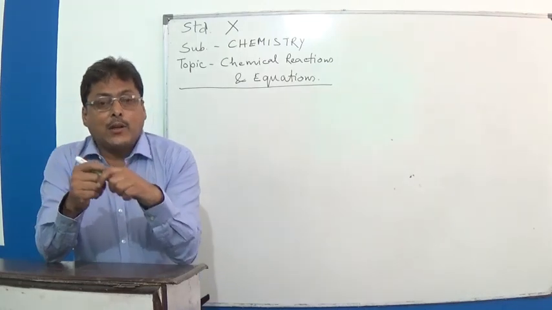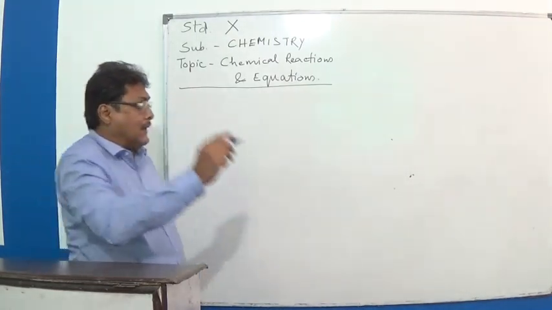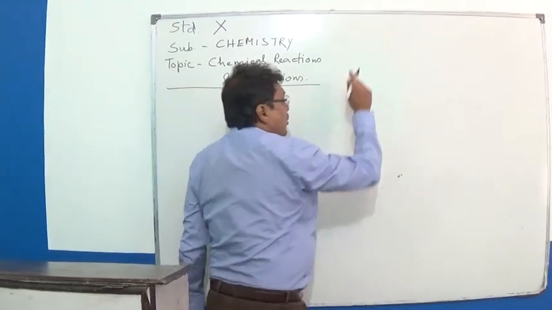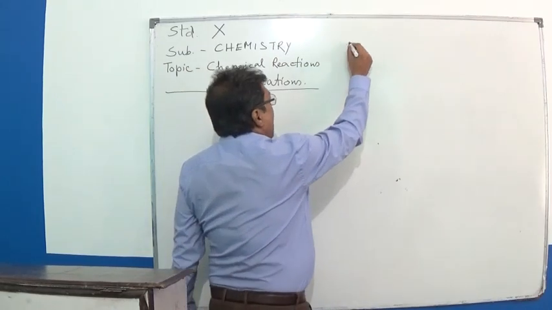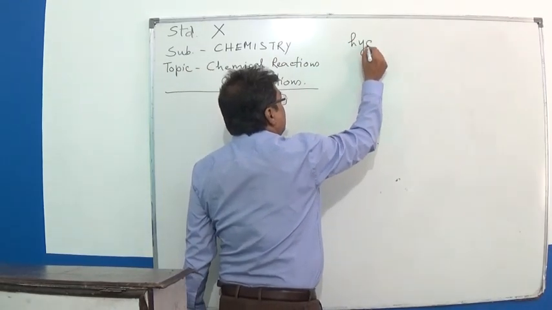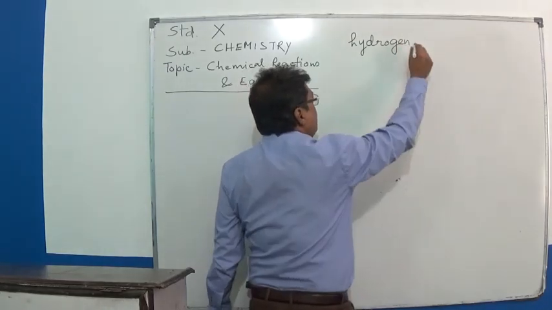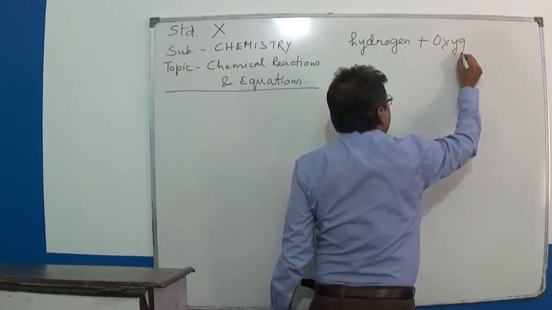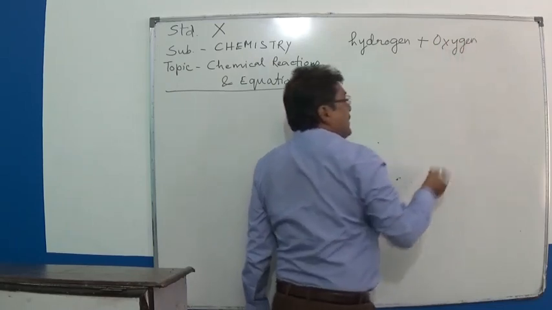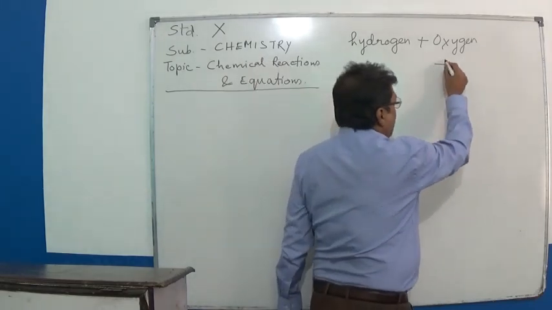So let us write down the symbols. Say we write it like this. Say we give out all the words, just the basic name. Hydrogen plus oxygen, this is the reactant side, produces what?